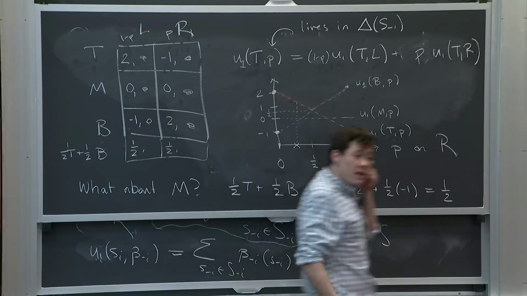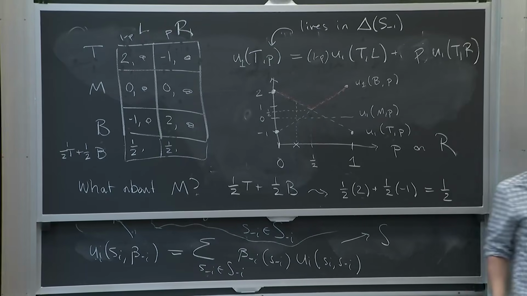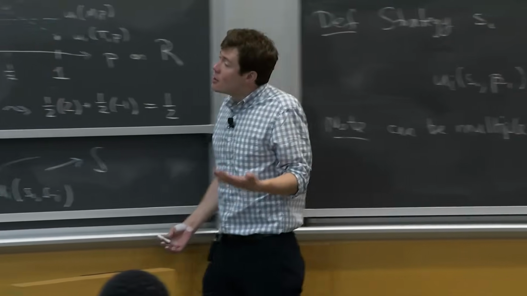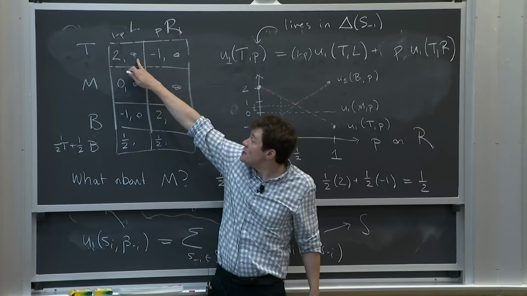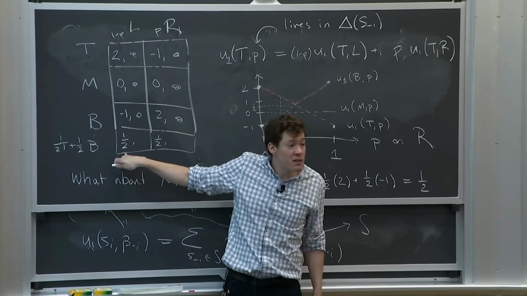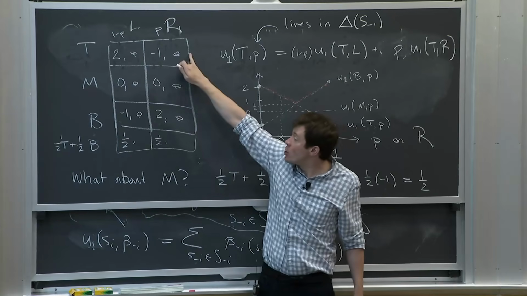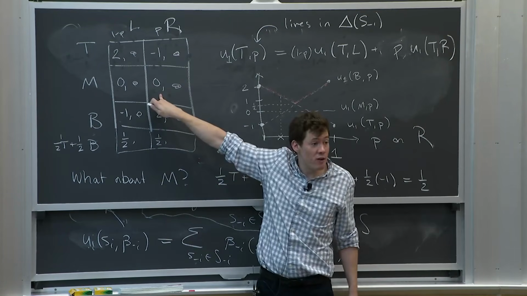Well, now is M dominated? So in this case, we see that M is not dominated by any pure strategy, but it is dominated by what's called a mixed strategy. There's a way I can flip a coin so that if my opponent plays L, I get half from this mixed strategy, and I only get 0 from M. And if my opponent plays R, I get half from this mixed strategy, and I only get 0 from M.